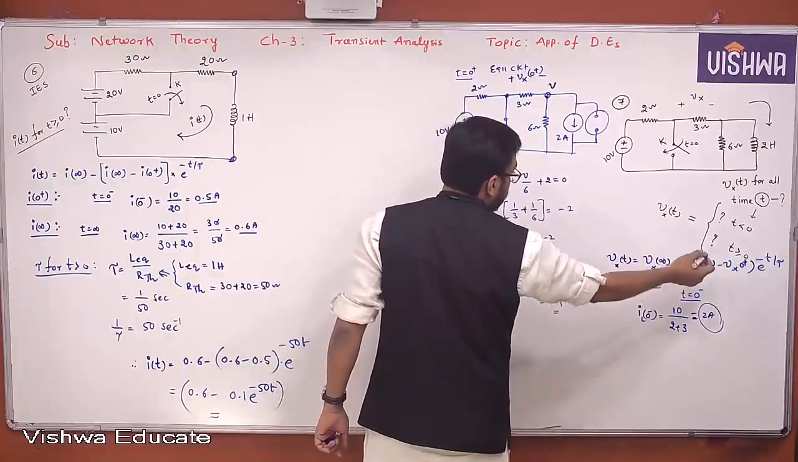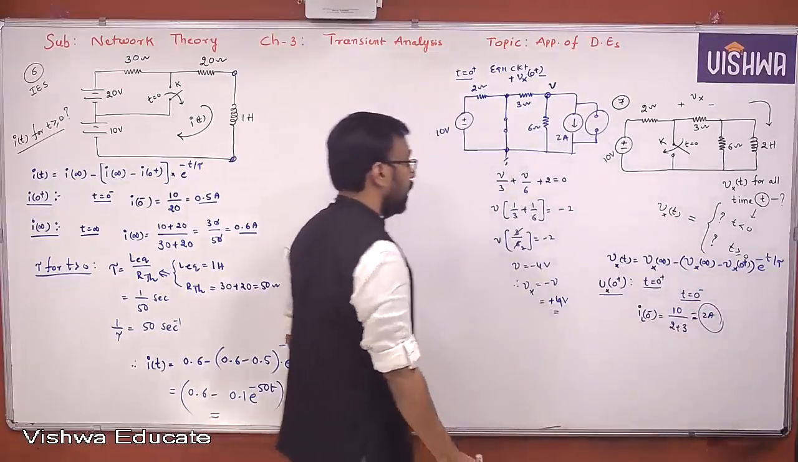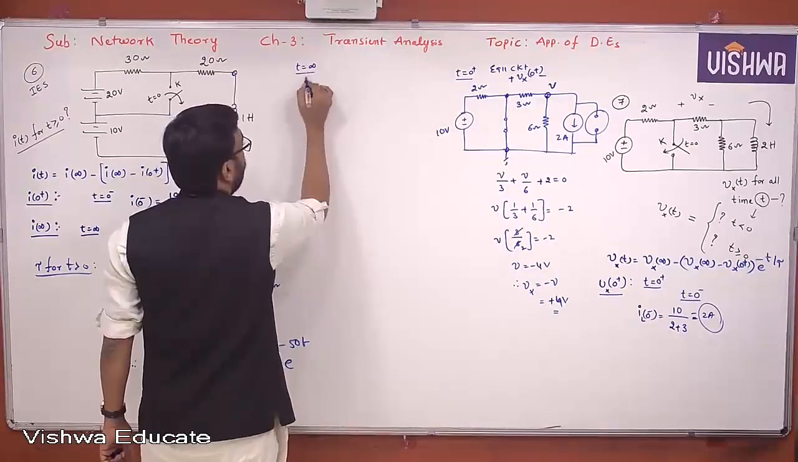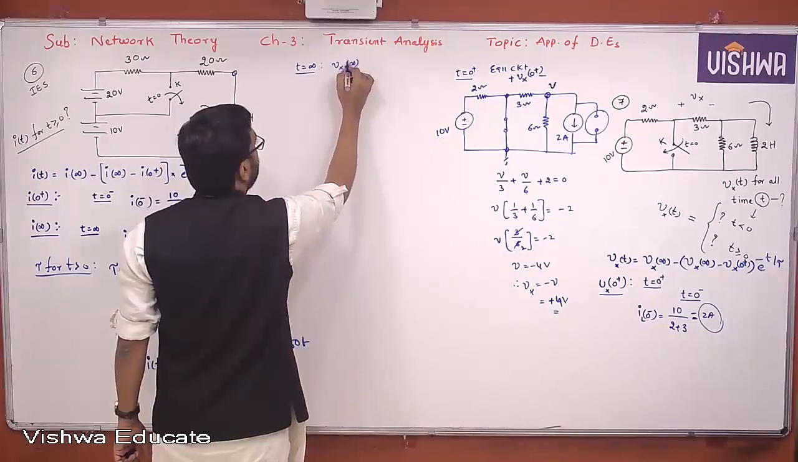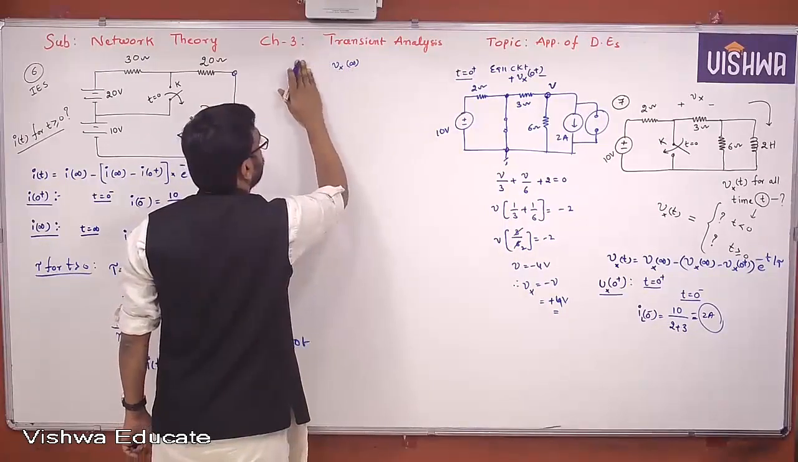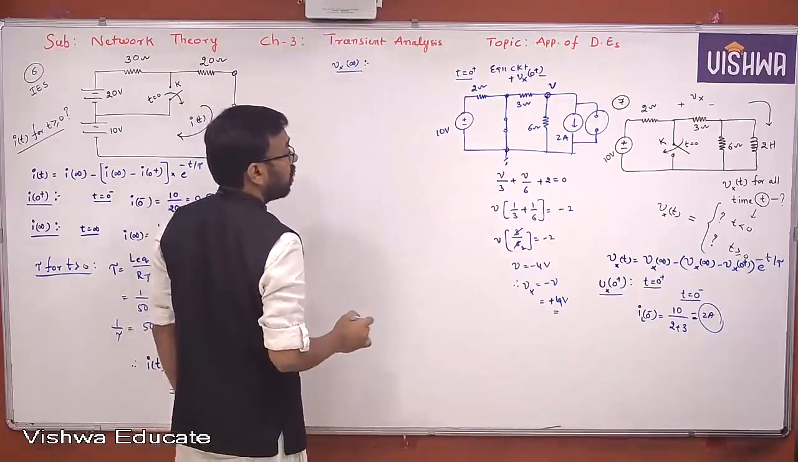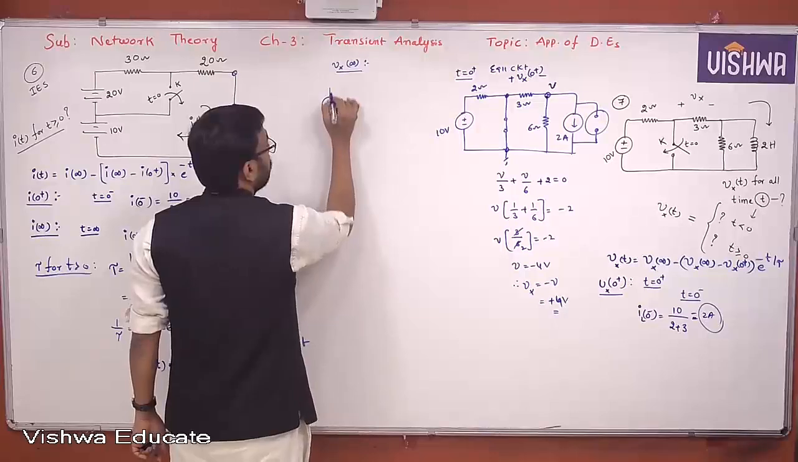If it is plus 4 volts, then you need to find Vx of infinity, because 0 plus you have already calculated. You have calculated the t equal to infinite condition. So what is the t equal to infinite condition here? Vx of infinity. I would like to find Vx of infinity here. So let me draw the equivalent circuit. Vx of infinity will be looking like this.